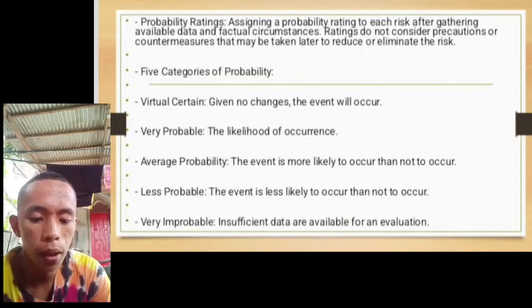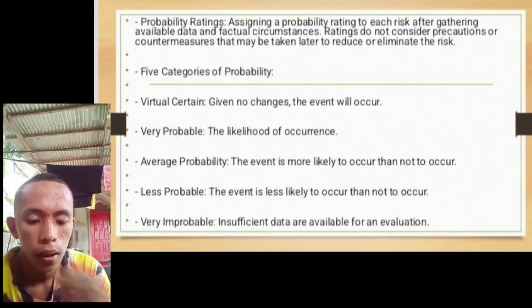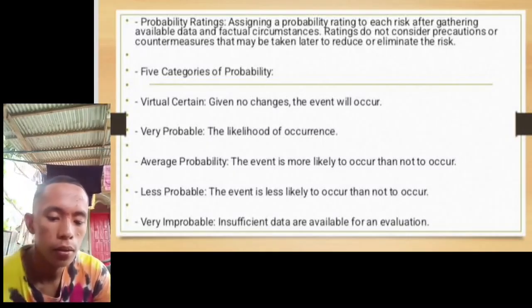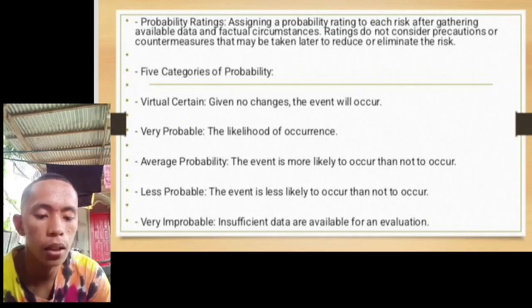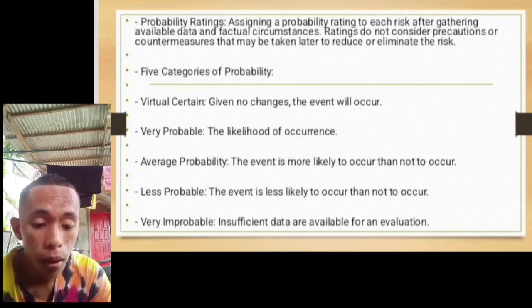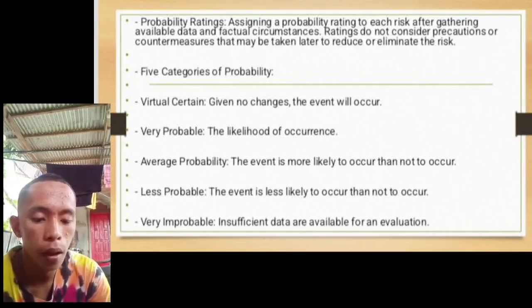Virtually certain. Given no changes, the event will occur. Highly probable, the likelihood of occurrence. Average probability, the event is more likely to occur than not to occur. Less probable, the event is less likely to occur than not to occur. Very improbable, insufficient data are available for evaluation.